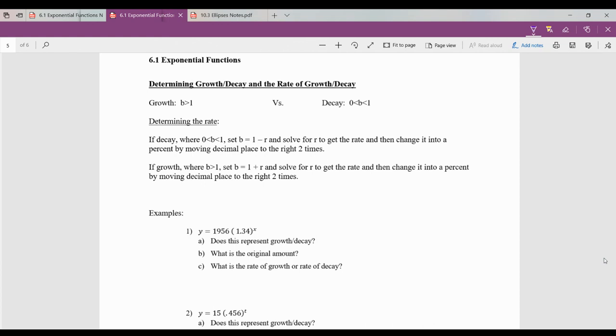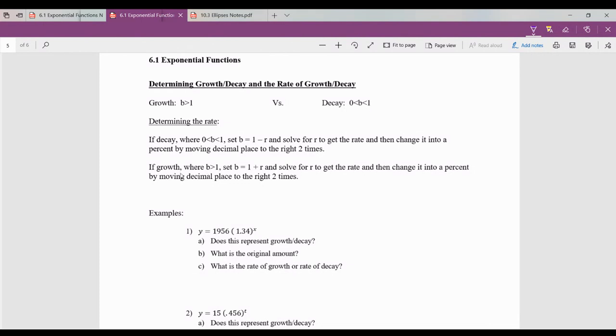Okay, so we are now going to look at how to determine if a function is exponential growth or decay, and also finding the rate of growth or decay. So once again, if an exponential function is exponential growth, then my b is going to be greater than 1. So that's the number that's connected to that exponent is going to be greater than 1. If it's decay, my b is going to be between 0 and 1.